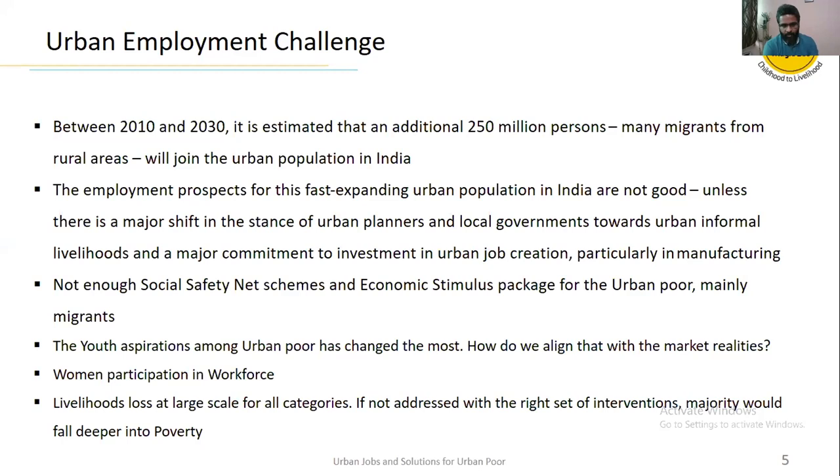Third, I will also probably be referring to our socioeconomic survey that we did to actually make a point there. Last is livelihoods lost at large scale for all categories as a result of COVID impact. If this is not addressed with the right set of interventions now, and when I say now, we are talking about immediate interventions, a majority of them would fall deeper into poverty.